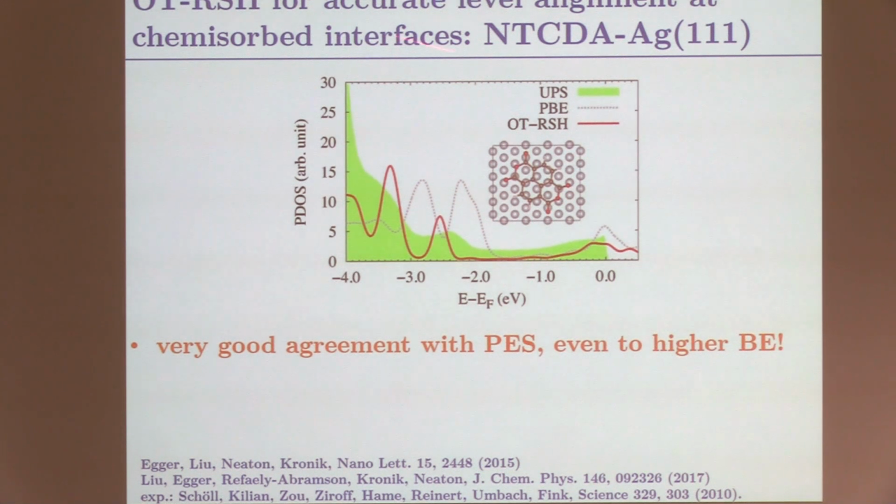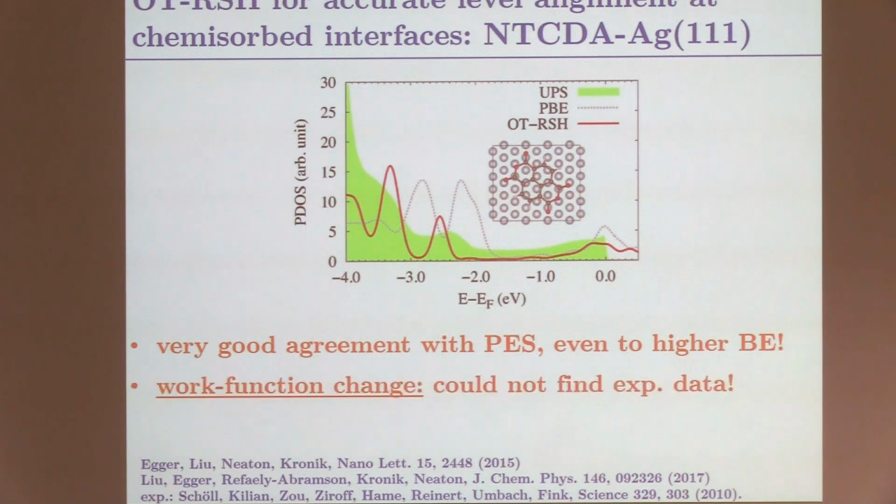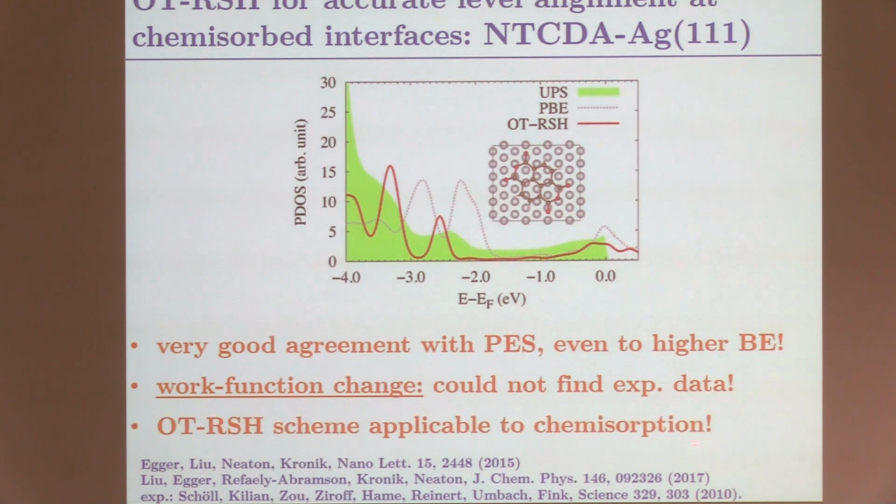In NTCDA on silver, this is one of the cases where you have charge transfer. You see a resonance at the Fermi energy, which is also captured by the PBE calculation, but then at lower energy, the PBE is really off from the experiment, and our approach has improved this a lot. We couldn't find experimental data for this system, but we have checked it for others, and it seems to be consistent that the calculations also perform well for work function changes, and this means they're applicable not only to physisorption, but also to chemisorbed systems.